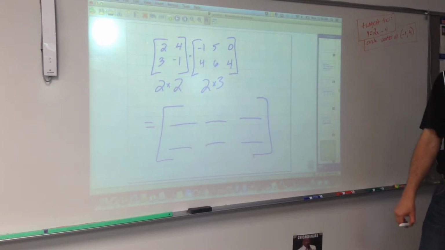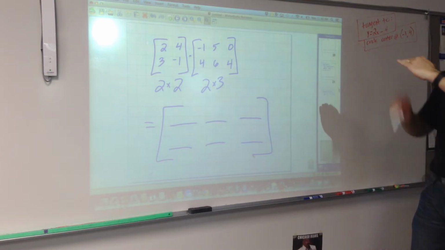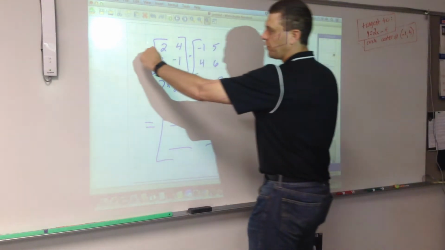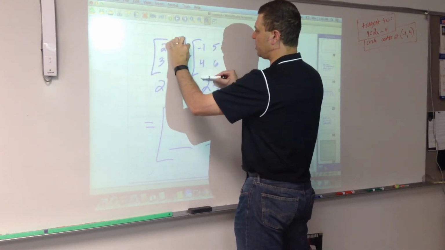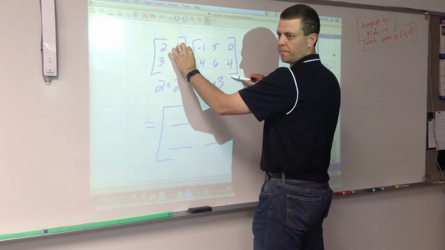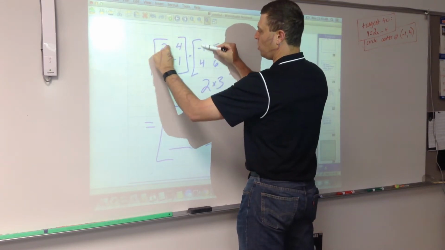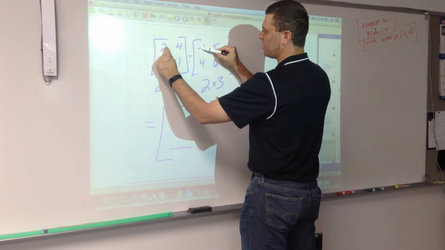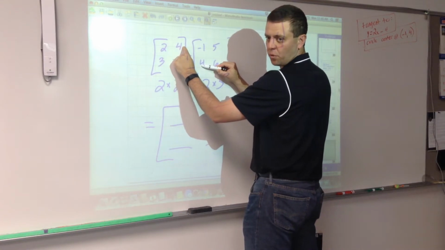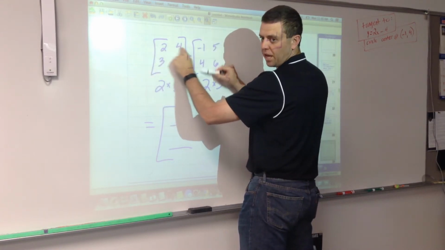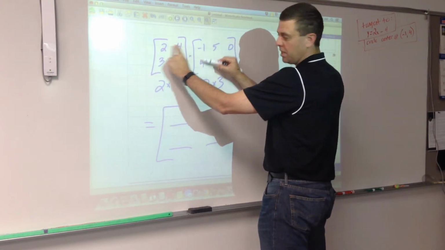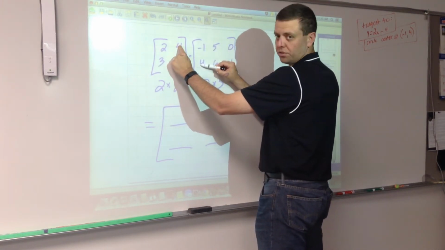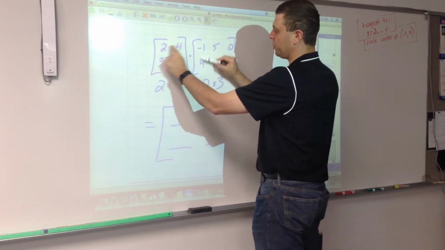Okay? The way you do this, remember, is we multiply across rows and down columns. So in this first matrix, I'm going to go across this row and I'm going to multiply it with each column in this one. So I'm going to go across this row and down this column. So 2 times negative 1 plus 4 times 4. So that'd be negative 2 plus 16.